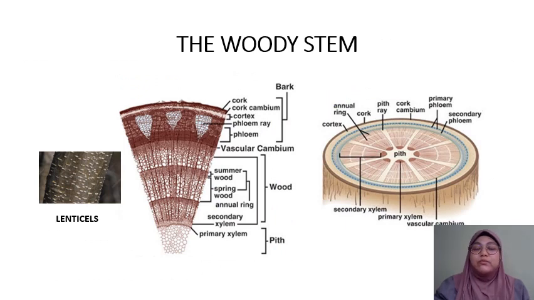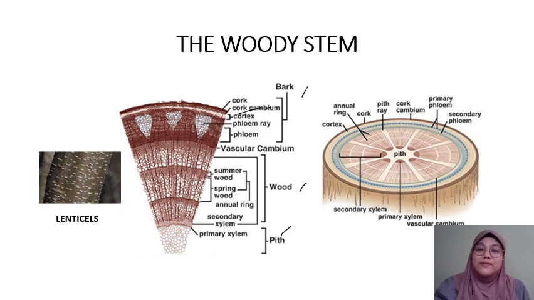So let's have a look at the woody stem. A woody stem has three distinct areas: the pith, the wood, and the bark. So the cork cambium is the outermost lateral meristem. It's one of the two secondary meristems other than vascular cambium.